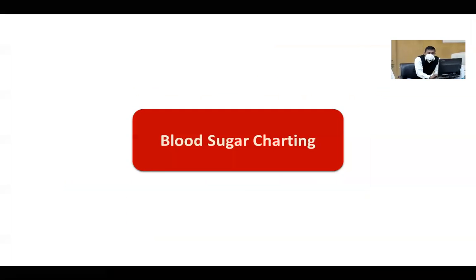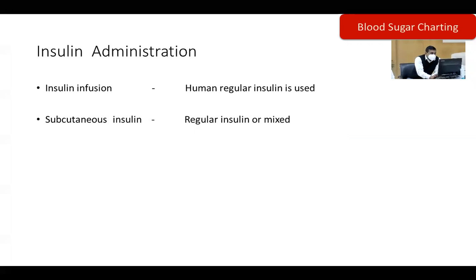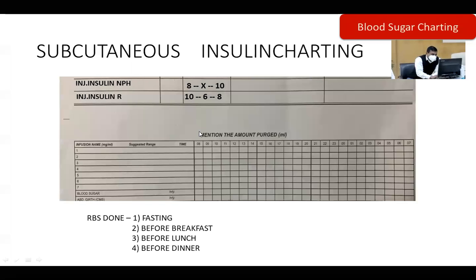Now coming to the blood sugar charting, we all do, even if you are posted in OPD, even if you are posted in ward, we all do the blood sugar charting. Now how you can enter that in an ICU chart, that is our next thing. We have two kinds of administration of insulin. One is insulin infusion and another one is subcutaneous insulin administration. And commonly insulin regular is used as insulin infusion. In subcutaneous, we use regular insulin or we use mixed.